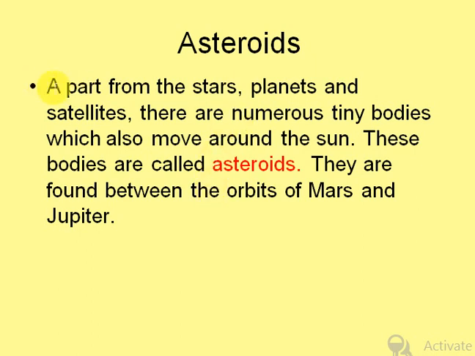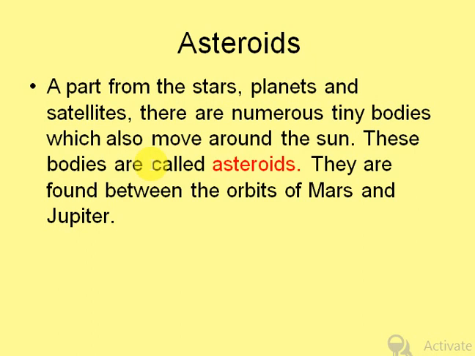So asteroids, as we discussed earlier, apart from the stars, planets, and satellites, there are numerous tiny bodies which also move around the Sun. These bodies are called asteroids. They are found between the orbits of Mars and Jupiter. So asteroids are the celestial bodies that revolve around the Sun between the orbits of Mars and Jupiter.